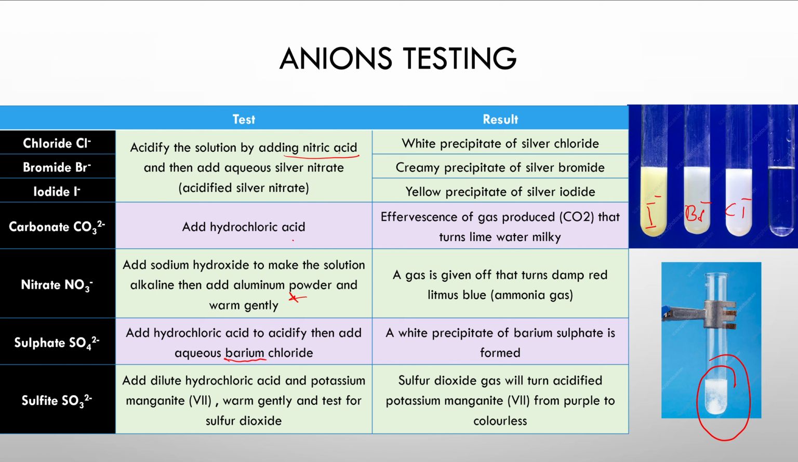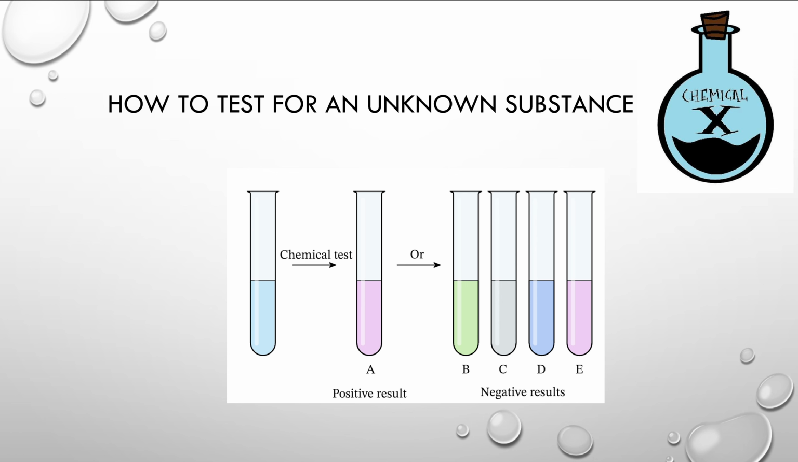Sulfite, last but not least, is tested by adding dilute hydrochloric acid and potassium manganate 7. Potassium manganate 7, being an oxidizing agent, is reduced by the sulfur dioxide produced from the sulfite ion and it becomes colorless.